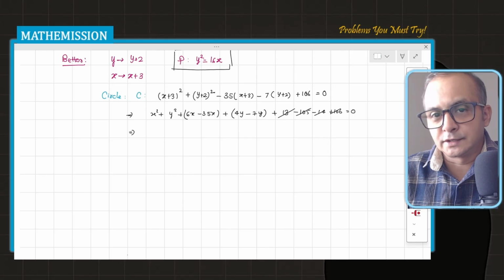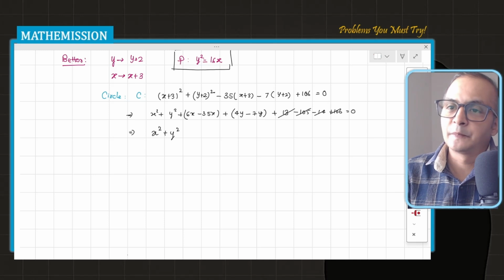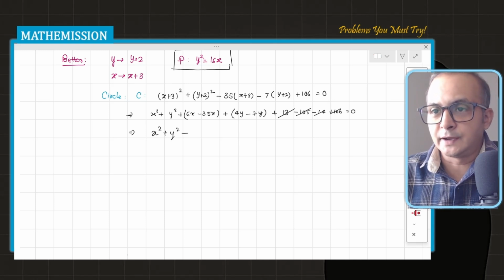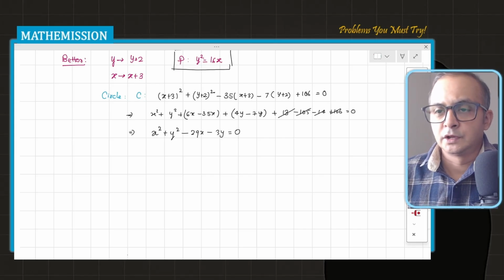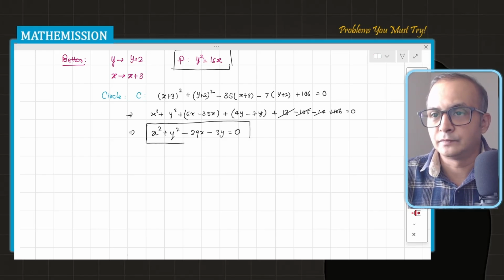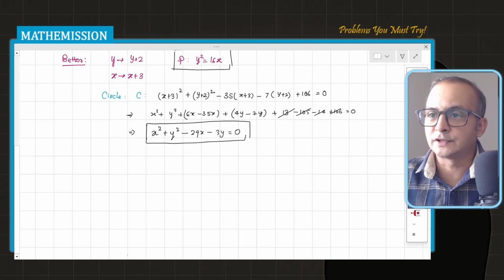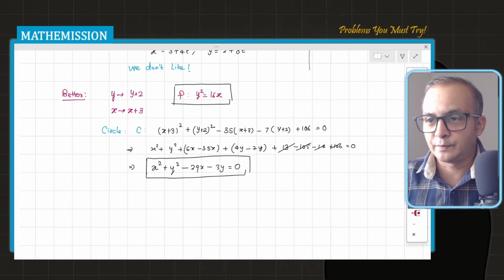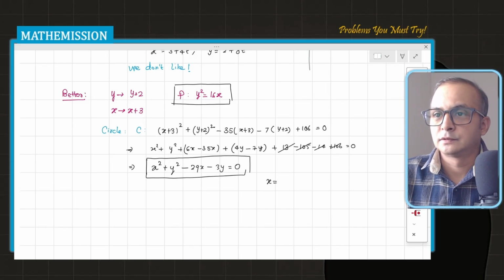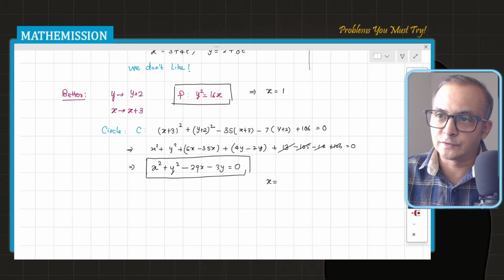So this will turn into a circle which is the easier one to guess where it is. This is 6x minus 35x, that is minus 29x, and this is minus 3y. So this is a circle passing through the origin. So we now have the parabola y square is equal to 16x, and I can take the parametric equation of the parabola: x is 4t square, y is 8t.